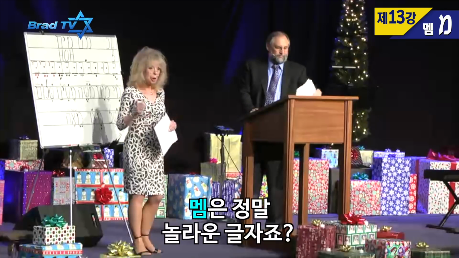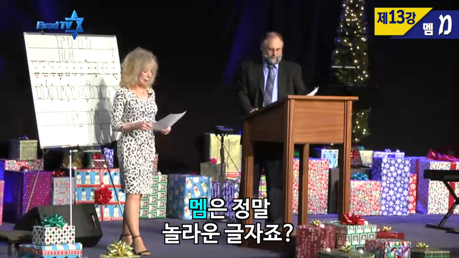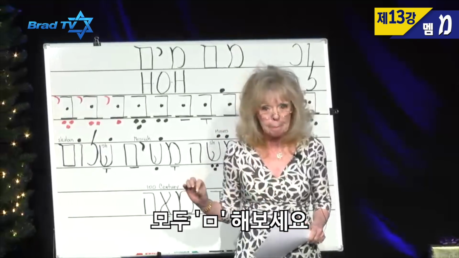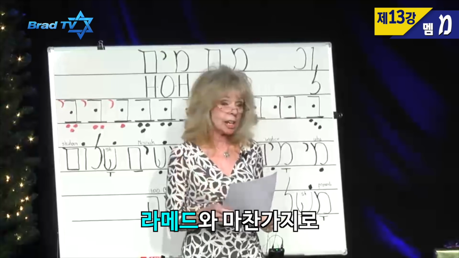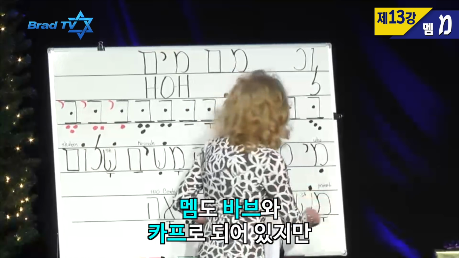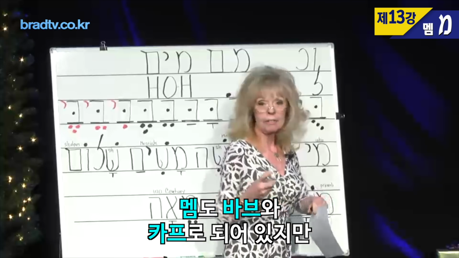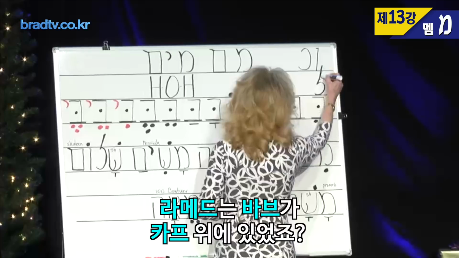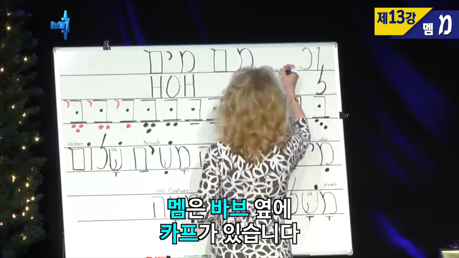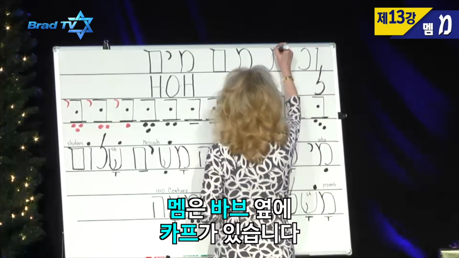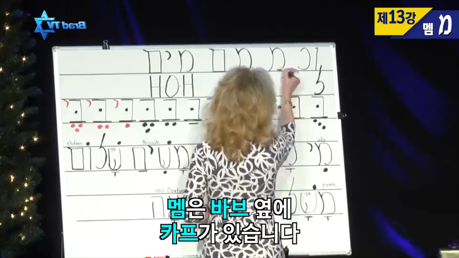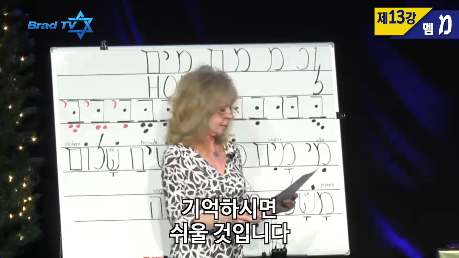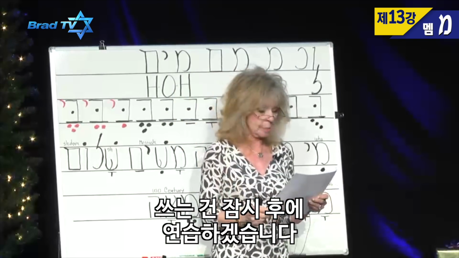All right, so you know M is truly amazing, and it says M like in mom. So everybody say it. All right, and just like the lamed, mem is constructed of a vav and a kaf. But in the lamed, the vav is on top of the kaf. In the mem, the vav is beside the kaf. And so that's a good way to remember how to write it. It's the vav beside the kaf, and we'll practice in a minute.